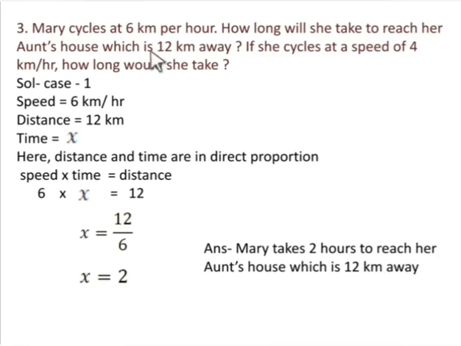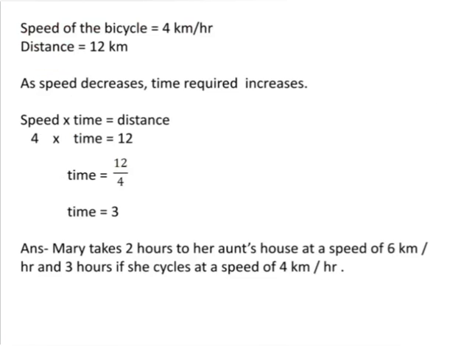So here we have solved case 1. Now in case 2, if she cycles at a speed of 4 km per hour, it means the speed of the cycle decreases, and you have to find the time required to reach the aunt's house. Now here, if she cycles at the speed of 6 km per hour, she takes 2 hours. So if the speed decreases, then the time required will increase. So again we will write the given part. Here in the second case, the speed of the bicycle is 4 km per hour. The distance remains the same. Now as speed decreases, time required increases.